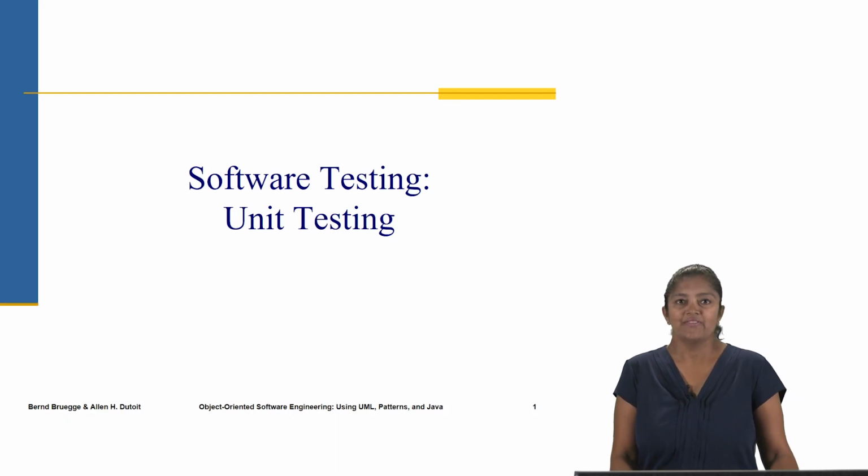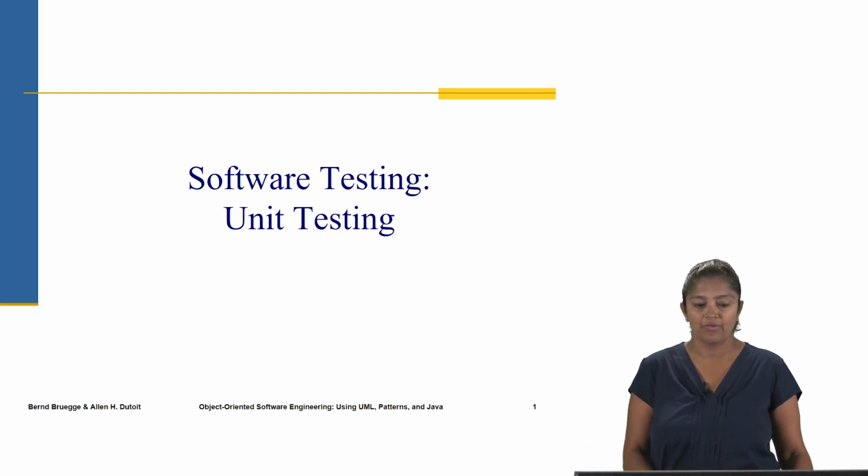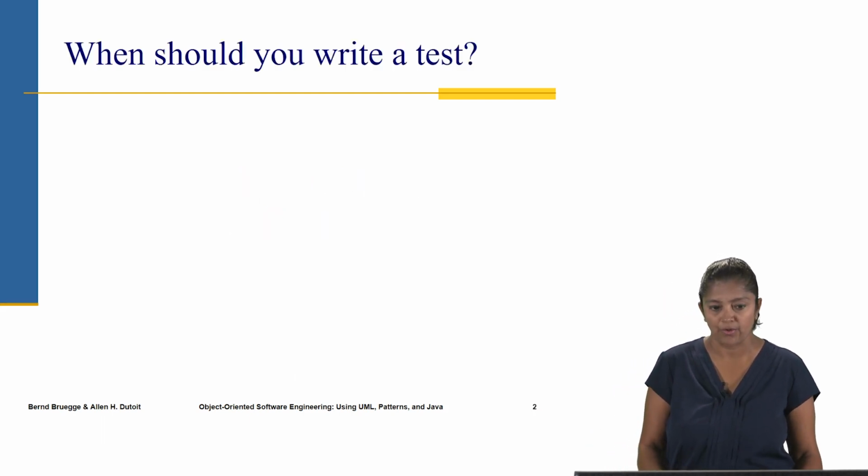Hi, in this video we'll go over unit testing. The software testing lifecycle consists of different types of testing, with unit testing being the very first one that's usually done, followed by integration testing, and then system testing and acceptance testing. So today we'll focus on unit testing in this video.